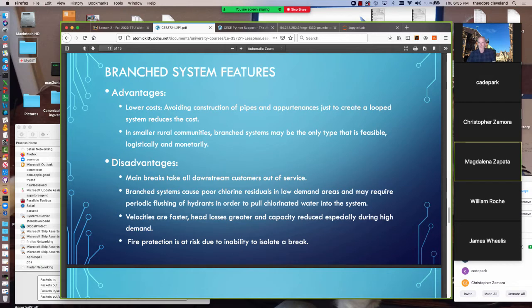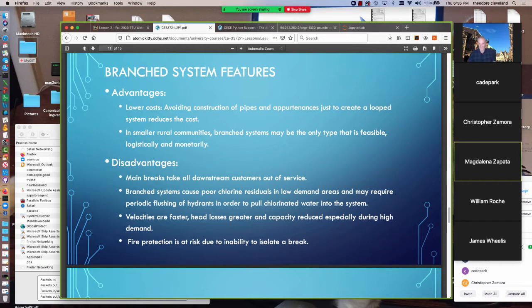Economics, they usually cost quite a bit less and avoid the construction of pipes and appurtenances just for the purpose of looping. In smaller rural communities, branch systems may in fact be the only type that's logistically and monetarily feasible. The main disadvantages are main breaks take all downstream customers of the break out of service.